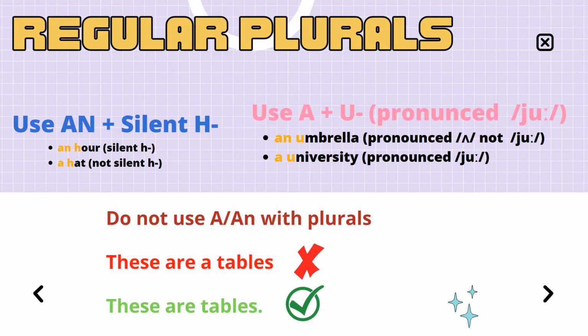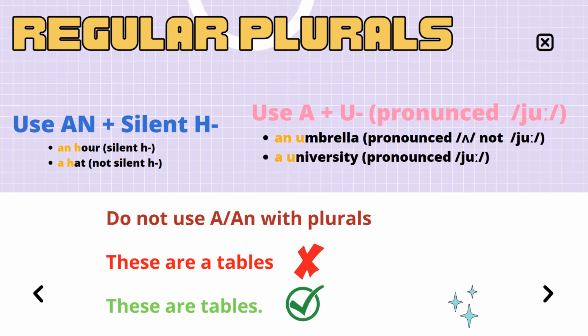You also use a with U when the U is pronounced like the letter U. For example, if you had umbrella, it would be an umbrella because it's not pronounced like the letter U. But on the contrary, if you have university, it is pronounced U and you can say a university.